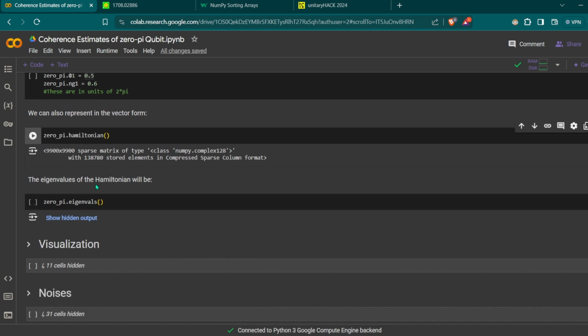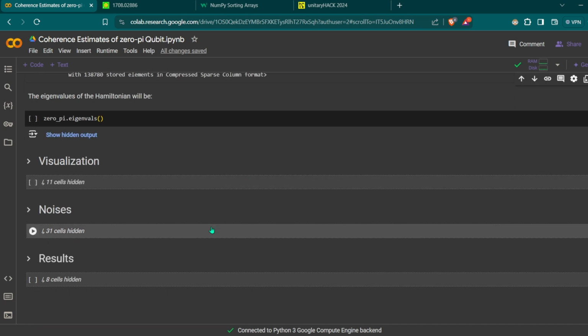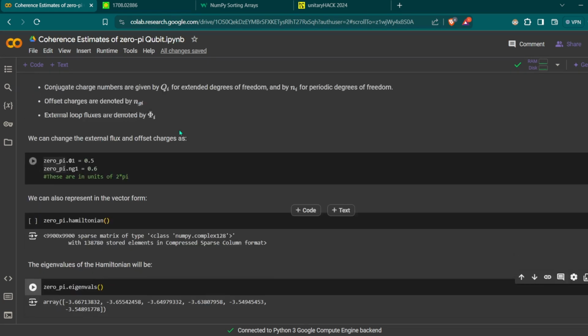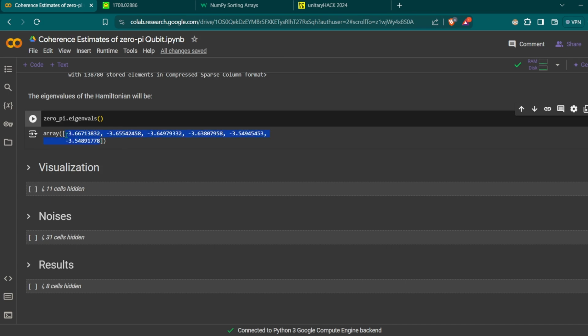Now we can get the values of the Hamiltonian. Now we can calculate the eigenvalues for the Hamiltonian using this method, eigenvals. If we output the value, we'll get all the eigenvalues for the Hamiltonian. These eigenvalues are actually required if we are going to represent the qubit in terms of the energy spectrum values, which you are going to see in the visualization.